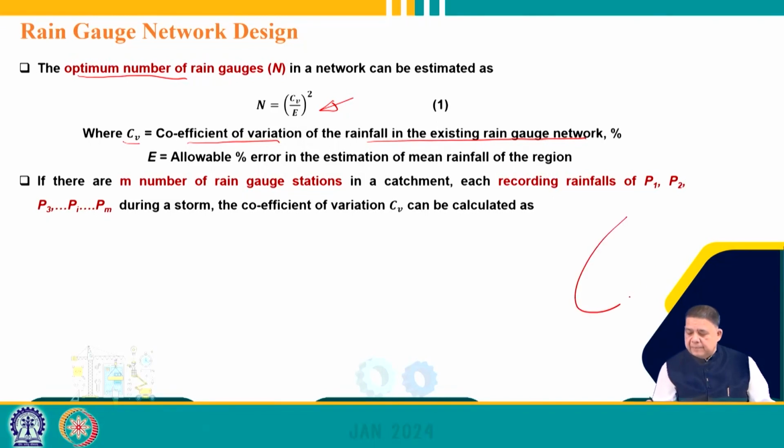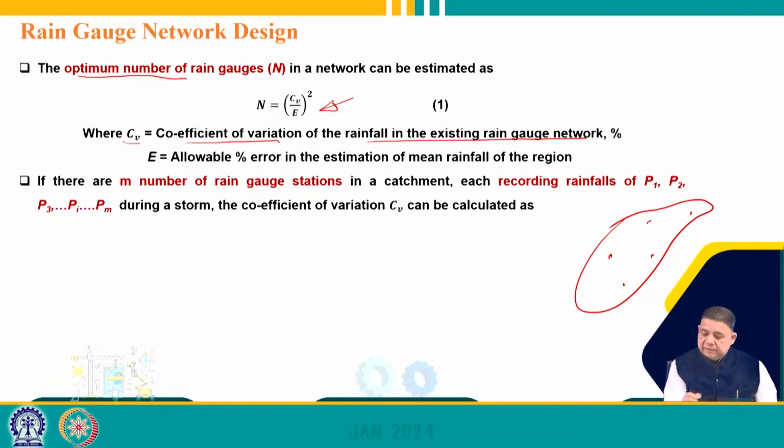So, suppose you have an area where you have a certain number of rain gauges. You collect the data from that, find out the mean and standard deviation of the data, and then we can calculate the coefficient of variation. So, this CV basically is the coefficient of variation of the recorded data by the rain gauges already installed in the area, and E is the allowable percent error in the estimation of mean rainfall of the region. So, what percentage of error we want.